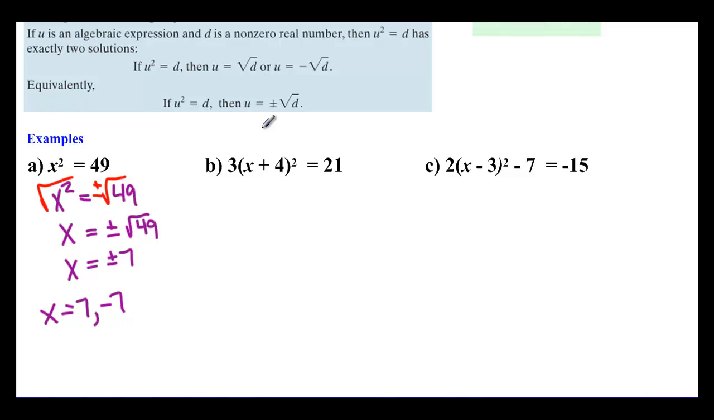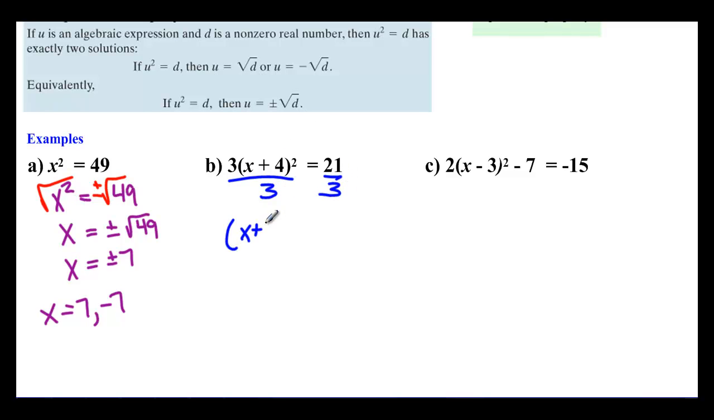So for b, it's not quite the same, so 3 times the x plus 4 squared equals 21. Again, whatever it is that's squared, we have to get by itself on one side. Do realize that whatever it is that's squared is going to contain the variable, and that should be the only place that the variable exists. So our first step here to get this x plus 4 squared by itself is going to be to divide both sides by 3.